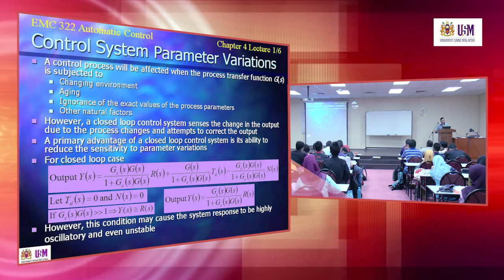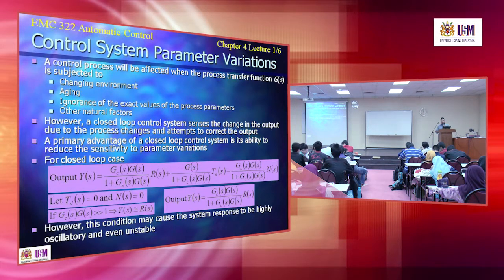Okay, next we look at the control system parameter variation. This is still also talking about the sensitivity. A control system process will be affected when the process transfer function G(s) is subjected to changing environment, aging, ignorance of the exact value of the process parameter, and other natural factors.